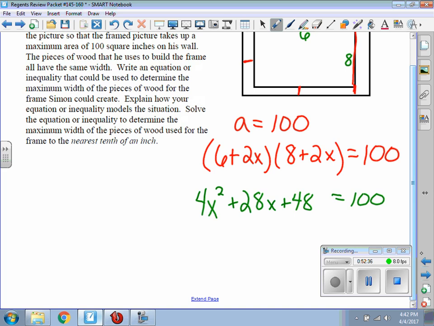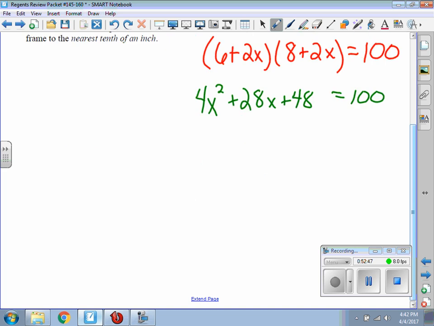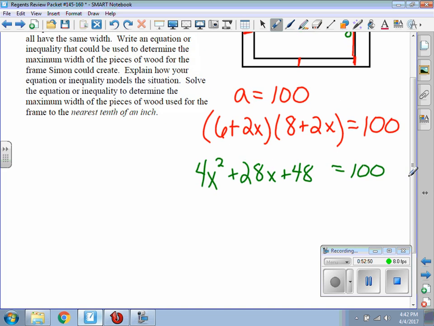It wants us to figure out how big the frame should be. Okay, well, let's solve this. What would x be? And does it say algebraically? Do you see the word algebraically anywhere in the problem? No. Great. So let's do it from the calculator. Let's move the 100 over so that it becomes a minus 100 on the other side. So it would turn into a 4x squared plus 28x minus 13 when we combine 48 minus 100.